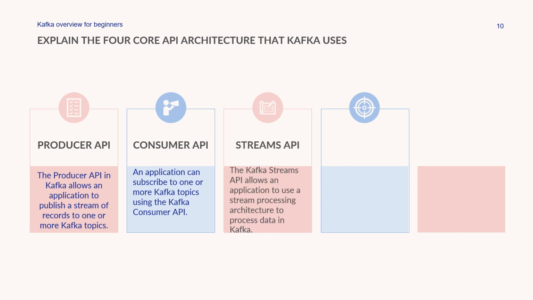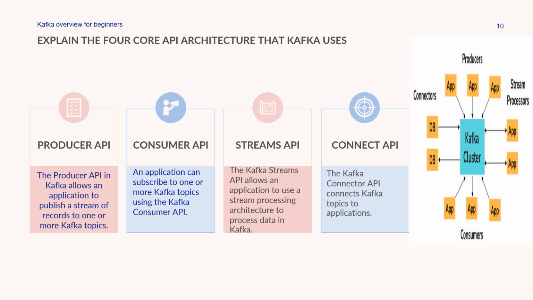Stream API. The Kafka Streams API allows an application to use stream processing architecture to process data in Kafka. Connect API. The Kafka Connect API connects Kafka topics to the application. As we know, a Kafka cluster connects with connectors, stream processors, producers, and consumers, so there are the following basic concepts in Kafka.